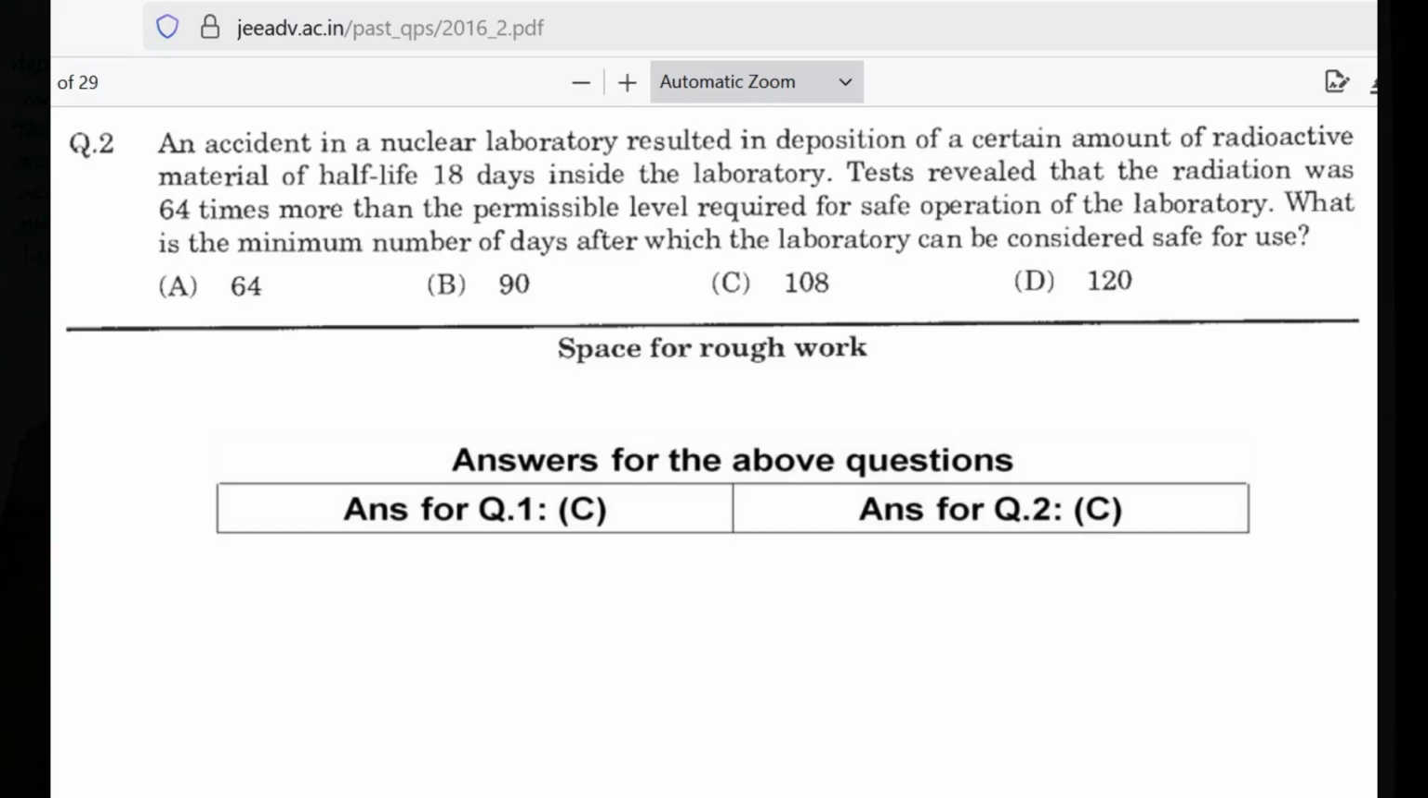An accident in a nuclear lab resulted in deposition of a certain amount of radioactive material of half-life period 18 days inside the lab. Tests revealed that the radiation was 64 times more than the permissible level required for the safe operation of the lab. What is the minimum number of days after which the lab can be considered safe for use?